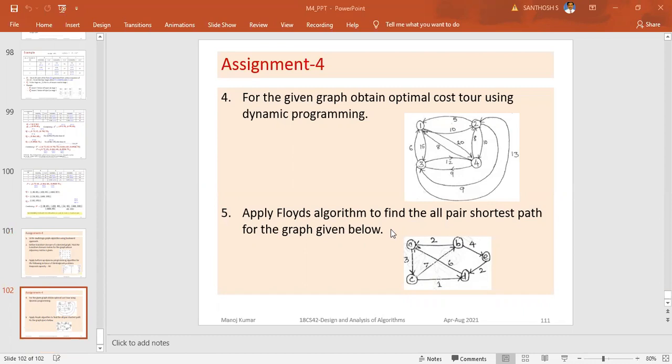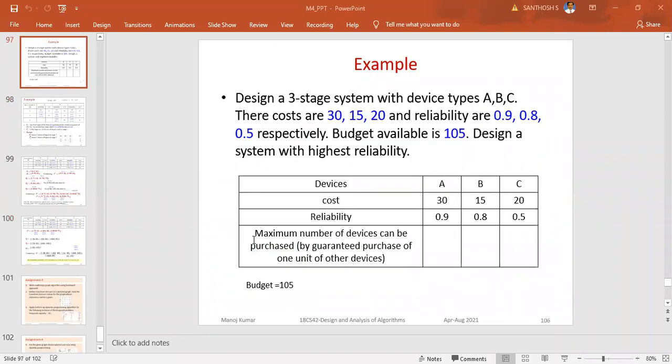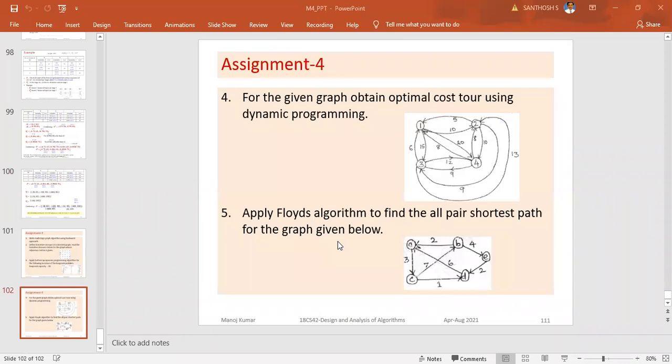So this is up to module 4. I will be submitting all these materials in the Google Classroom. Kindly go through the materials, write the assignments, and for the internals also. So this video is up to module 4, that is dynamic programming. So work on this particular thing, understand the concepts.